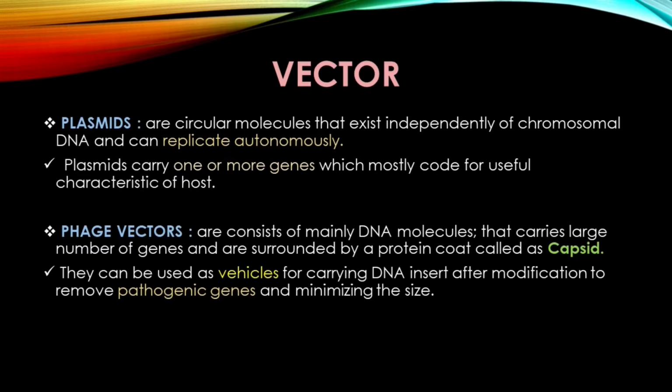plasmids of different sizes and possessing different copy numbers are also present. Then the term phage vectors, as it consists mainly of DNA molecules, it carries a large number of genes and is surrounded by a protein coat which is known as the capsid, and they can be used as vehicles for carrying DNA insert after modification to remove the pathogenic genes and minimizing the size.